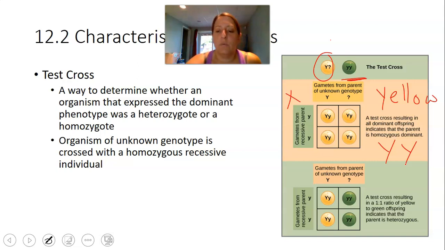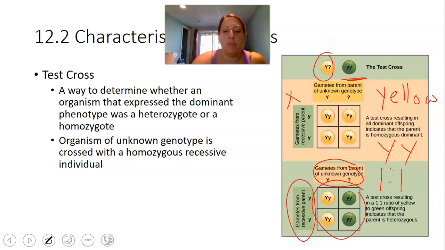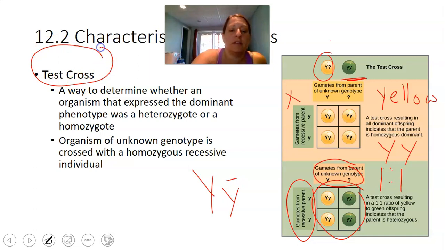So in this second one here, again, I'm crossing my unknown with a homozygous recessive. If I get this result, a 1-to-1 ratio of offspring, I know that that unknown parent must have been big Y, little y. Must have been a heterozygote, because green seeds were produced. Green peas were produced. Okay, so again, you want to make sure you know the definition of a test cross.